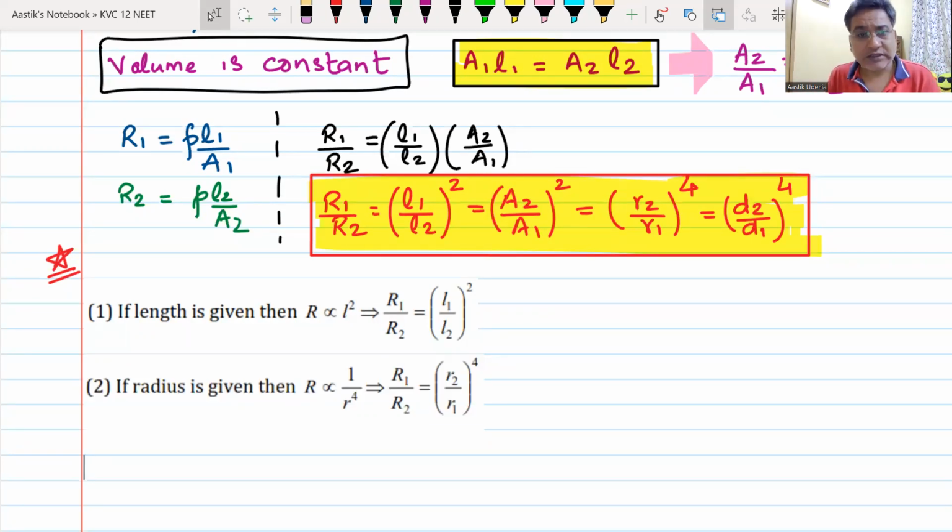R1 by R2, the resistance ratio, will be L1 by L2 square, or sometimes it is given in terms of not area but the radius. It will be R2 by R1 raised to the power of 4. Do we understand this? Yes, sir. Note it down, please. All these things are now given in terms of points.